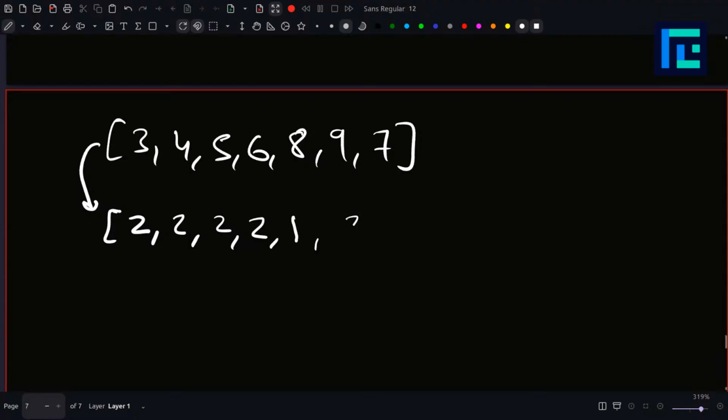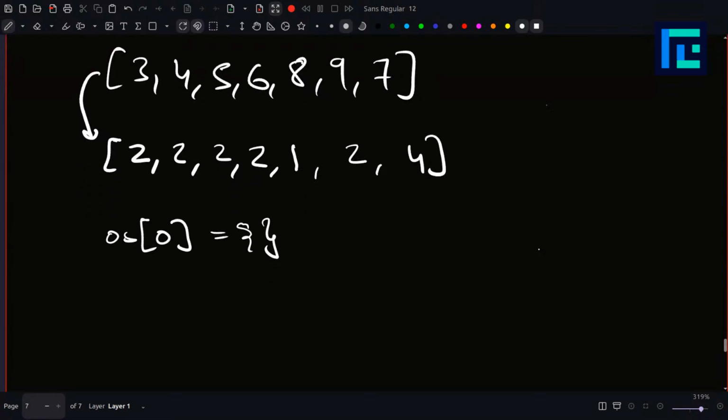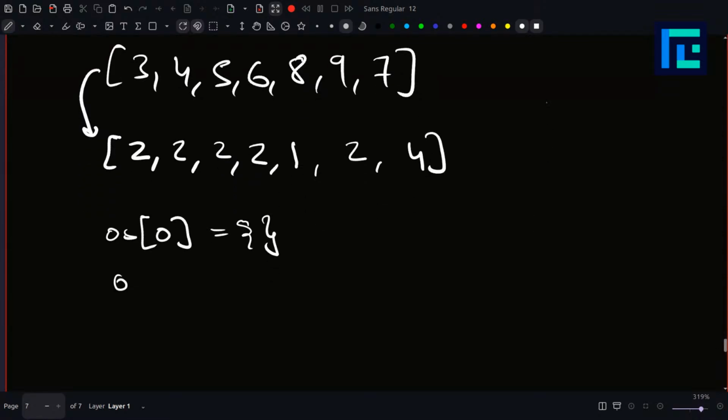Again, the pop count depth will become 2. What about 7? 7 becomes 3, then 3 becomes 2, then 2 becomes 1. So pop count depth will be 4, okay? So the way our array of ordered sets will be, there'll be an ordered set for pop count depth 0. Let's call that OS 0, and that will be empty because there's no element with pop count depth 0.